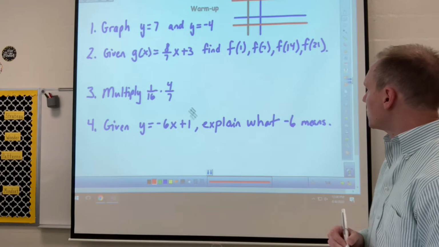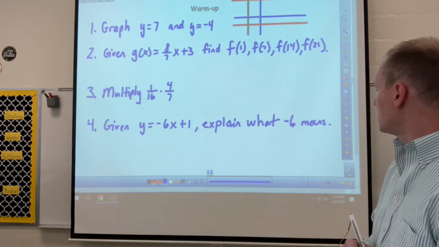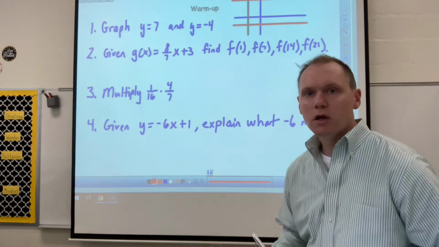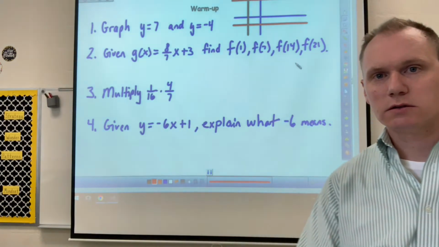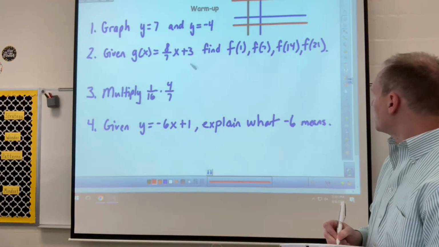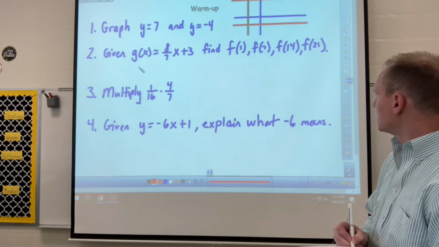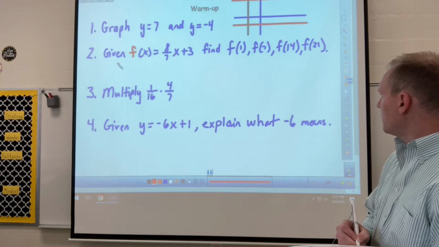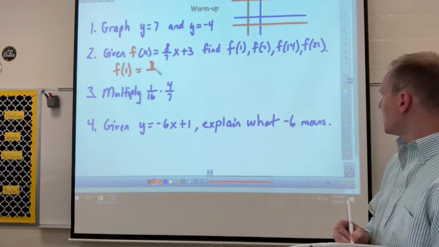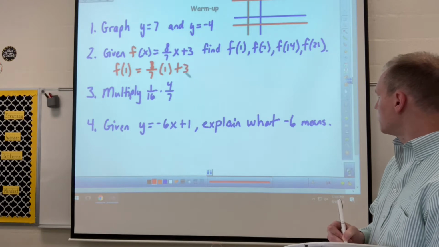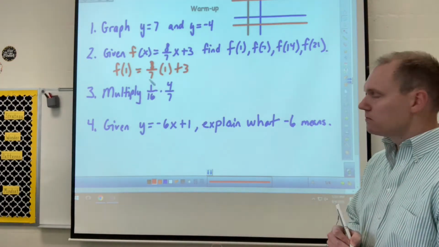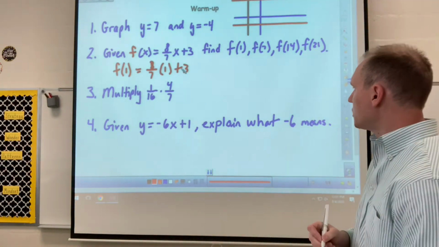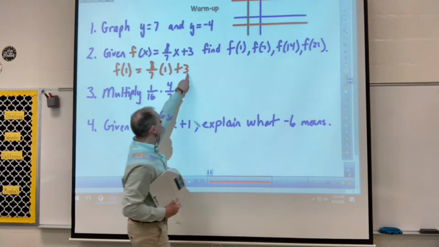Number 2, given g of x is equal to 8/7 x plus 3, find f of 1, 7, 14, and 21. So we're substituting those numbers in for x each time. So when we substitute in 1, we're going to get, this should say f here, f of 1 equals 8/7 times 1 plus 3. 1 times 8/7 is 8/7, plus 3 would be 3 plus an additional 8/7. So what I want you to think about this is the y-intercept, right? 3.